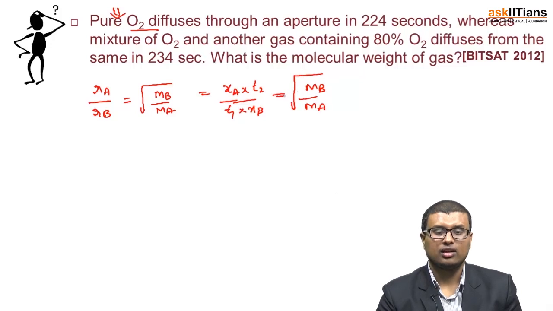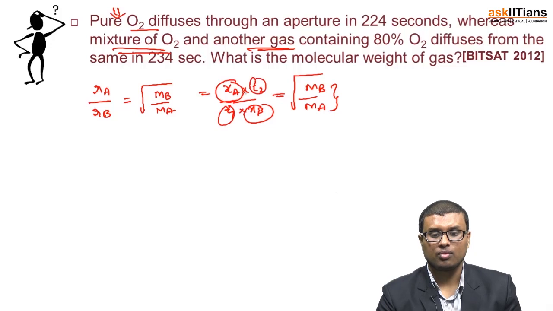Now let's analyze the question. What exactly are you getting from the question? From the question, you are getting that XA is nothing but the distance traveled by oxygen, XB is nothing but the distance traveled by this mixture of oxygen with another gas, right? You are given their times. So let the distance traveled be equal. That means the time is different. So what you get is 1 by 224 into XB, and XA gets cancelled since it is the same, and T2 is nothing but 234. So 234 by 224 will be equal to what?